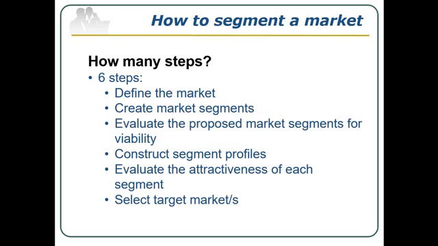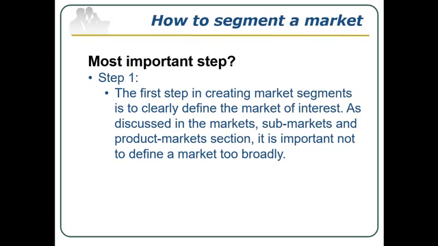Now we talk about the steps in the segmentation process. There are six steps. The first step is to define the market. The second is to create market segments. Next, we have to evaluate the market segments for viability. Next is to construct segment profiles. The next step is to evaluate the attractiveness of each segment. And finally, we have to select the target markets. I will present some of the most important steps among these six.